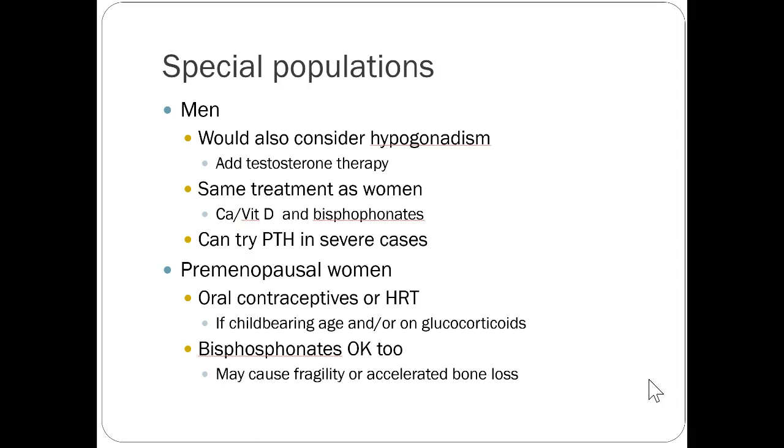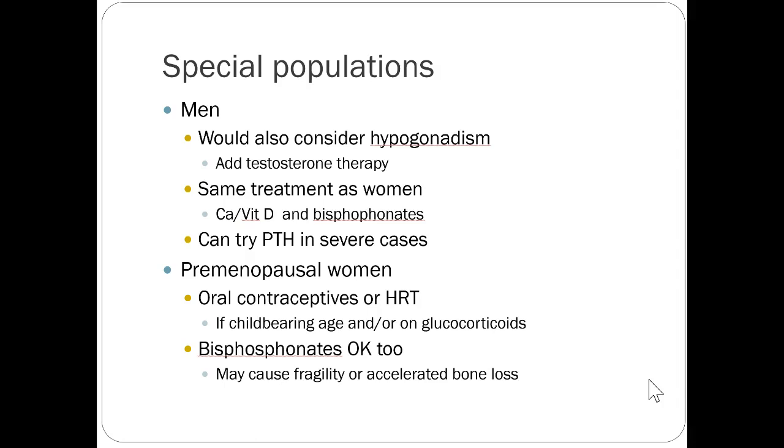I think of a premenopausal woman on glucocorticoids, like a younger woman who's a transplant patient taking prednisone daily, or somebody taking prednisone for some other reason. That would be another person to consider hormone replacement therapy for. Bisphosphonates would certainly be okay, but they may actually cause fragility and accelerated bone loss. And in younger patients, we don't really know what the long-term effects of bisphosphonates are. And then you get really into the weeds when you talk about the long half-life of them and the 5-year recommendation. It's like, well, what if your patient's 20 when they start taking them? Is that really so?